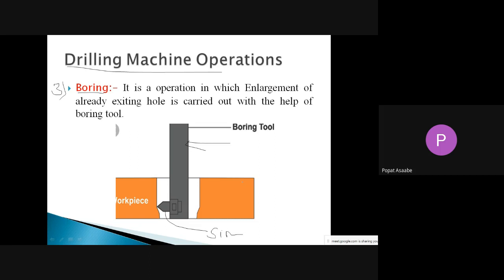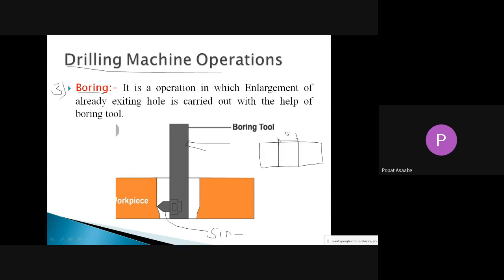The boring operation is the operation in which enlargement of an already existing hole is carried out. Suppose we have a workpiece, and on that workpiece we have already produced one hole. Suppose the diameter of that hole is 10 mm.